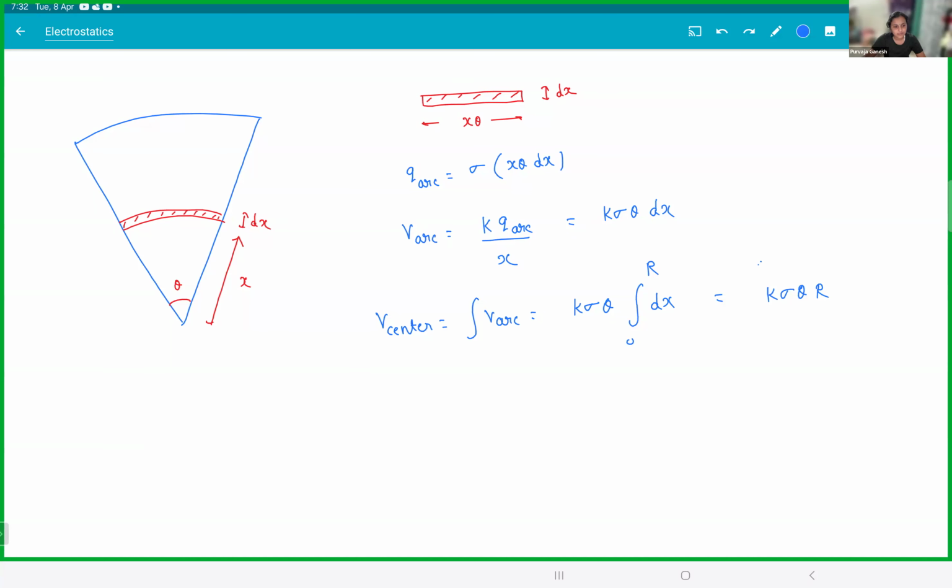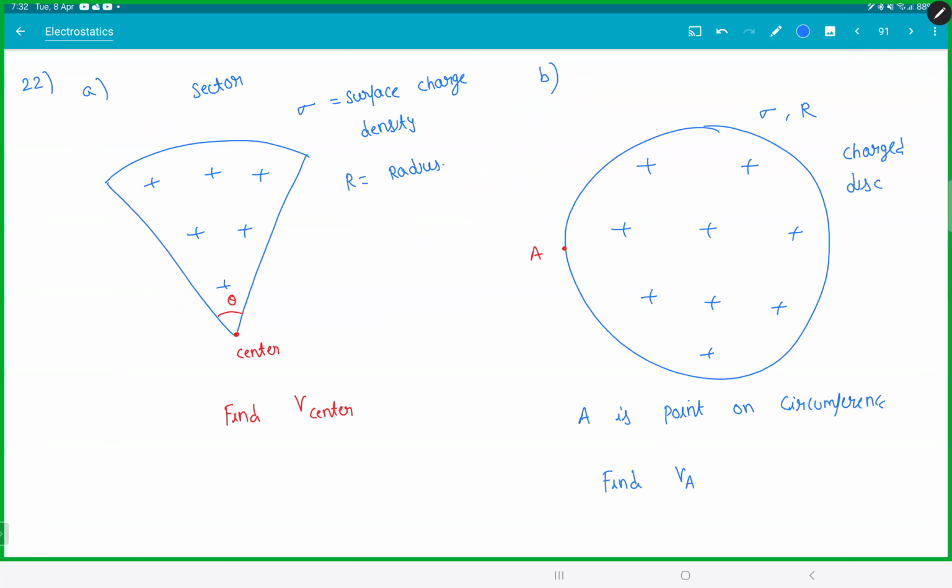Sir, can you go to the previous page? Hmm. Thank you, sir. Clear, na?